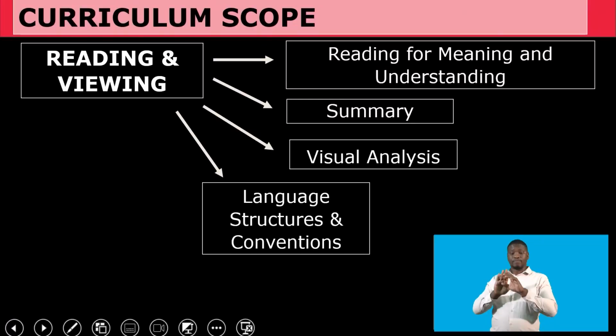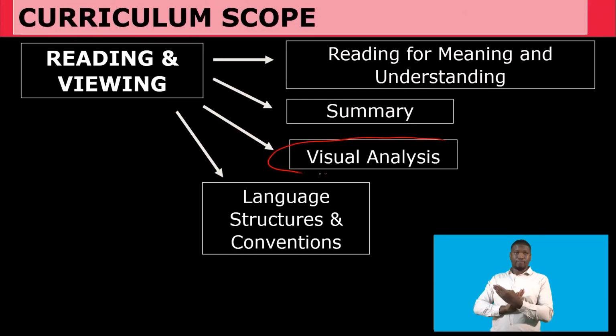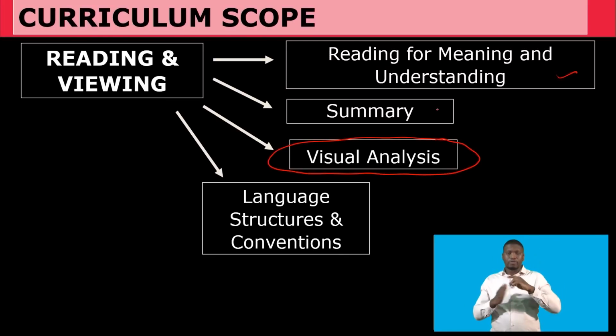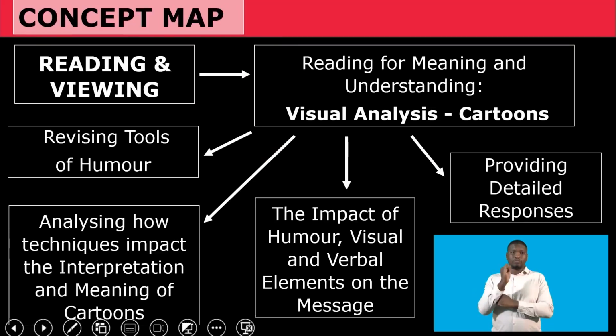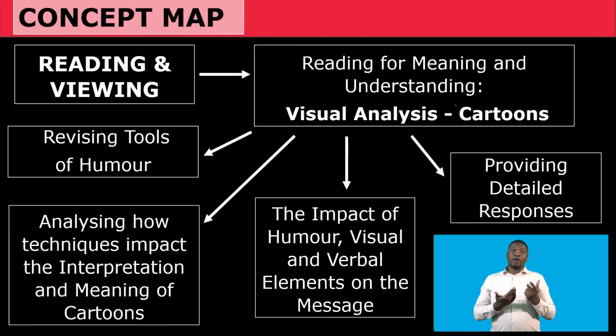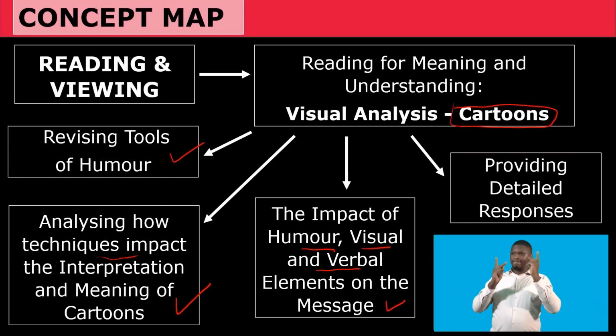When we look at the curriculum scope, visual analysis is where our focus will be today, but there's also reading for meaning and understanding, the summary, and language structures and conventions. Our concept map will focus on cartoons, and the elements we'll look at are revising tools of humor, analyzing how techniques impact the interpretation and the meaning of cartoons, the impact of humor, visual and verbal elements on the message, and of course providing detailed responses.